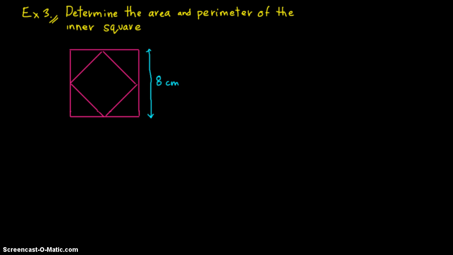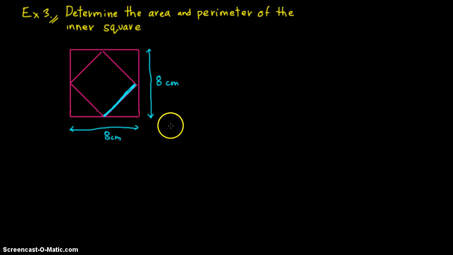Determine the area and perimeter of the inner square. So the only information I have so far is that there is a side to the larger square that is 8 centimeters in height, and it's a square, which immediately tells me that this is 8 as well over here. So the question is if I want to get the perimeter and the area of the inside square, I really need to know one of these lengths. So how do I do that?